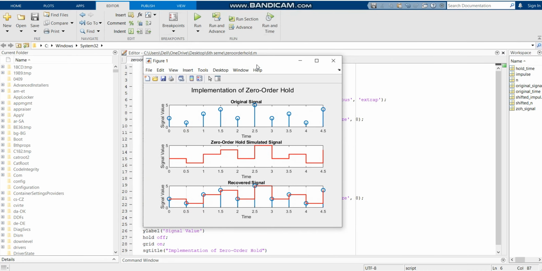The first subplot shows the original signal with blue markers. The second subplot illustrates the zero-order hold simulated signal with a red step plot. And the third subplot overlays both the signals for comparison. The plots include appropriate labels, titles, and grid lines, providing a clear visual representation of the zero-order hold simulation and the recovered signal.